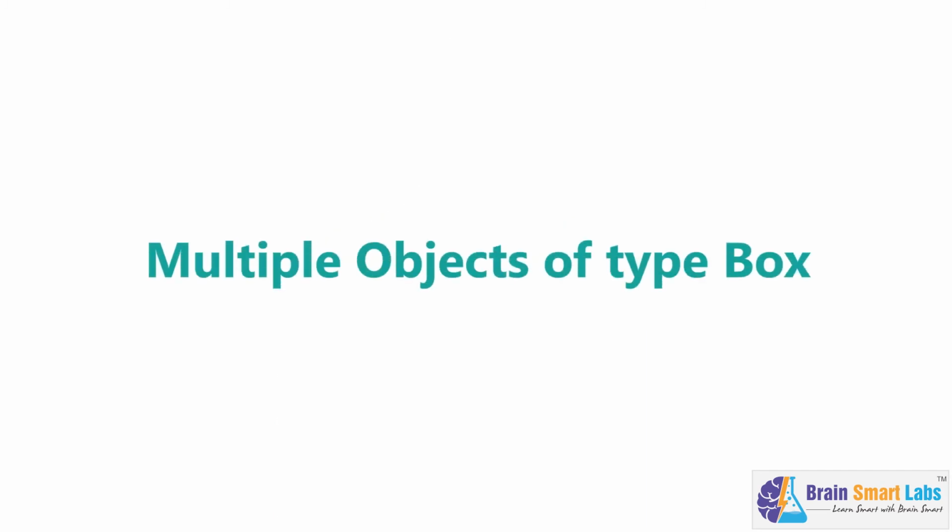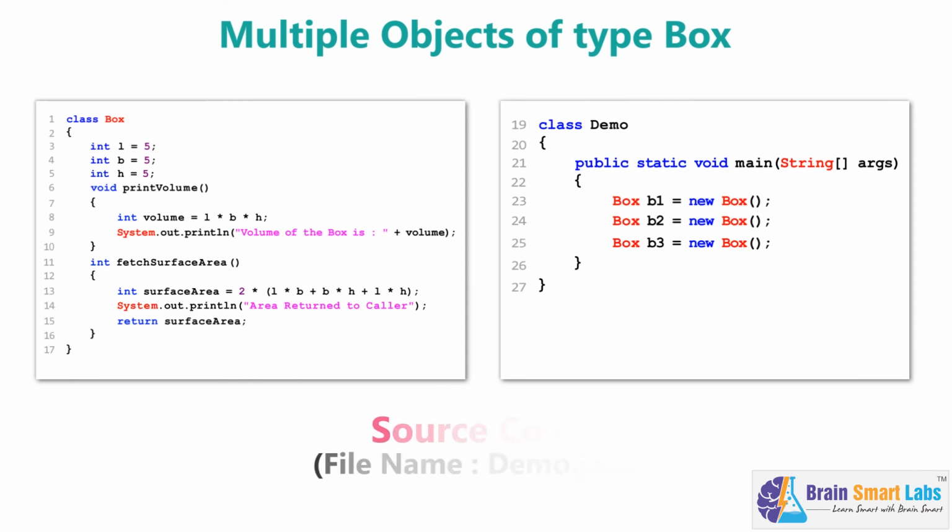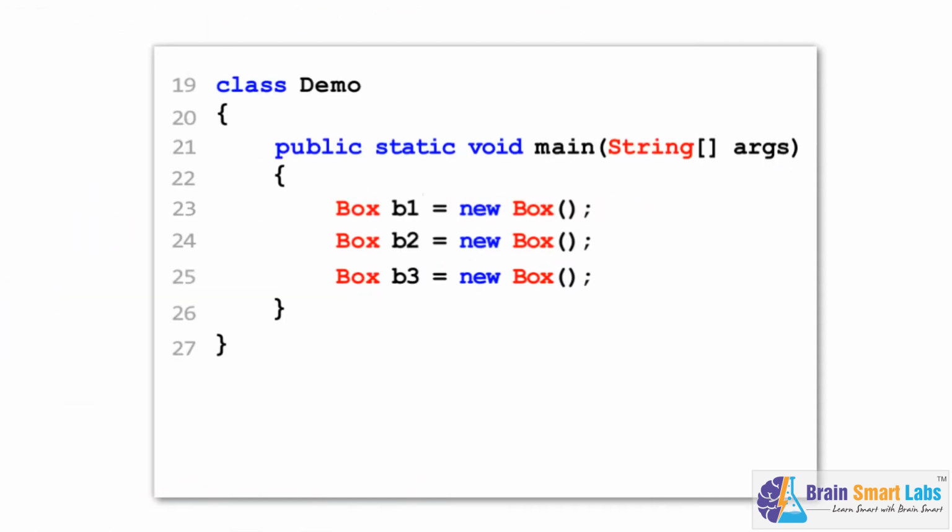To create multiple objects of type box, you need to make a little bit of changes inside your main method. Take a look. Multiple objects of type box. We need to just add a few more lines inside our main method. We are trying to create 3 box objects here using the phrase new box 3 times, and each time we are transferring its address to 3 different reference variables, box b1, box b2 and box b3.